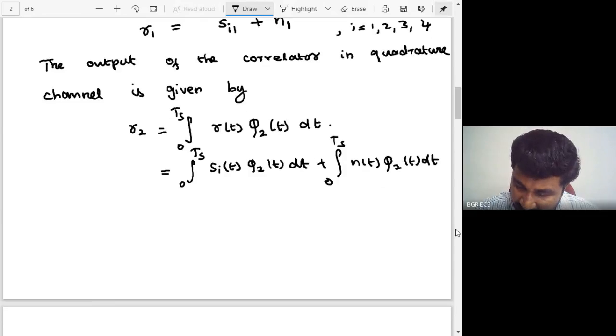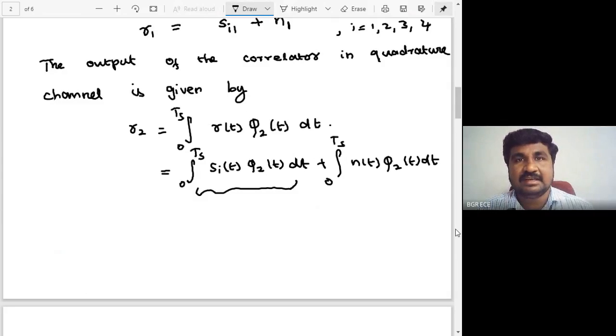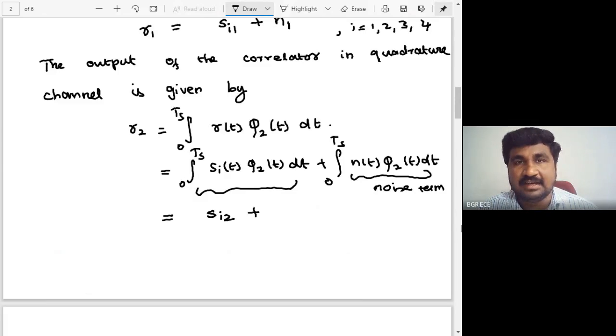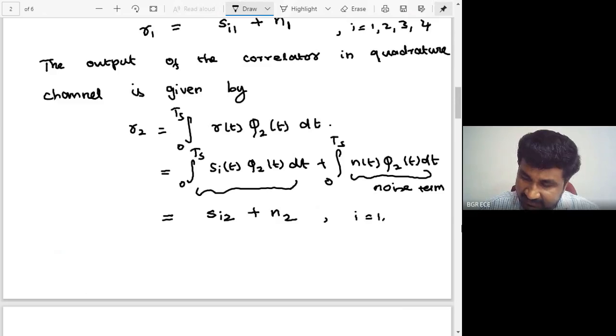Here the first term represents the correlation between the ith symbol and the second orthonormal basis function, so it can be represented by si2, and this is the noise term. It is the correlation between the noise term and the second orthonormal basis function. That is why it is written as n2, where i is equal to 1, 2, 3 and 4, and this is R2.